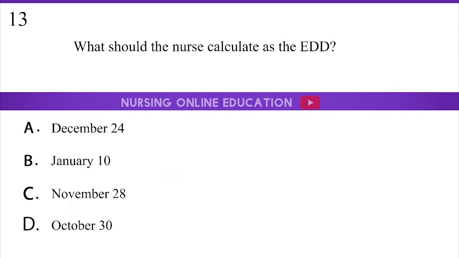13. What should the nurse calculate as the EDD? A. 24th December. B. 10th January. C. 28th November. D. 30th October.